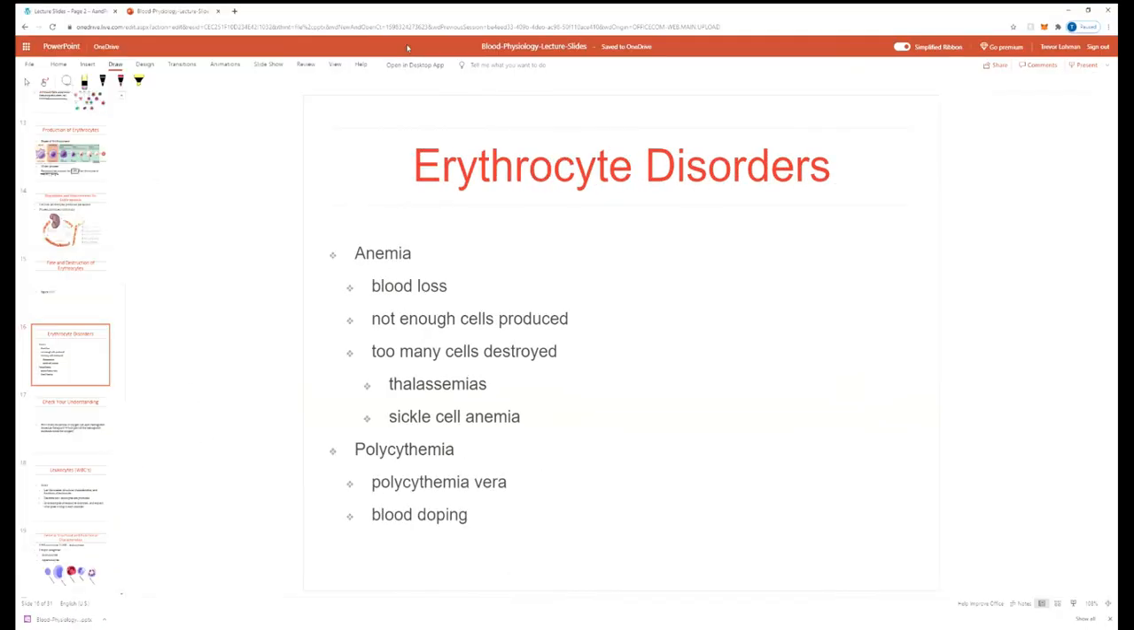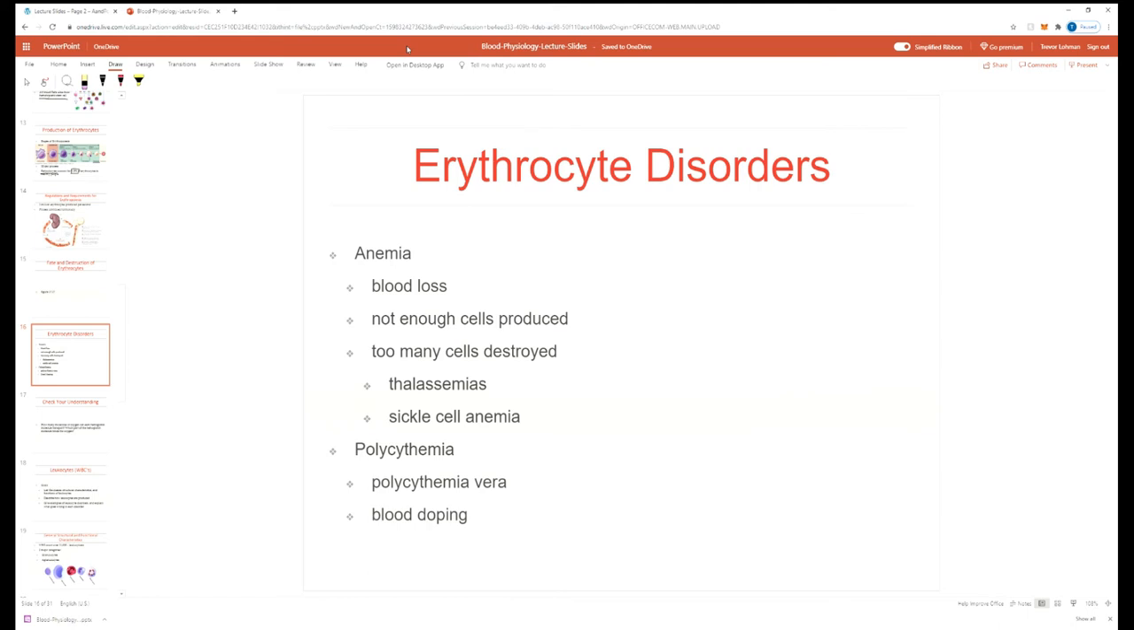Okay, so now we're going to talk a bit about erythrocyte disorders. And erythrocyte disorders basically take one of two forms: too many or not enough. Anemia refers to not enough. It is due to there not being enough red blood cells, but that's either through blood loss, or some type of problem with blood cell production, or some type of issue with destruction of red blood cells.